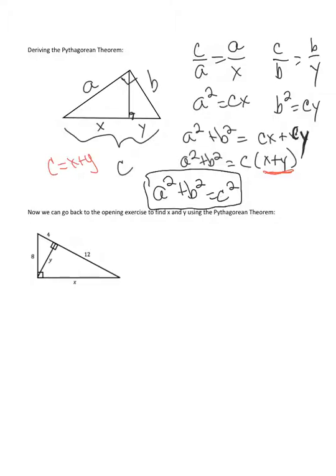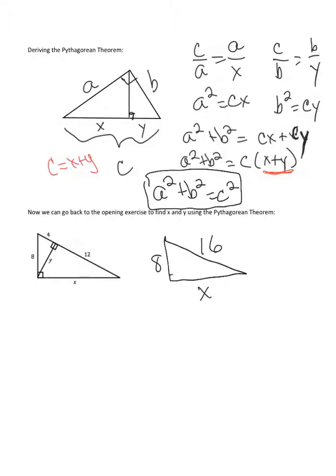Okay, now we can go back to the opening exercise and find x and y using the Pythagorean theorem. If I look here, I have the two triangles. I've got the big triangle, which is this guy. This is x. This is 16. And then the other side, yeah, the other side is 8.